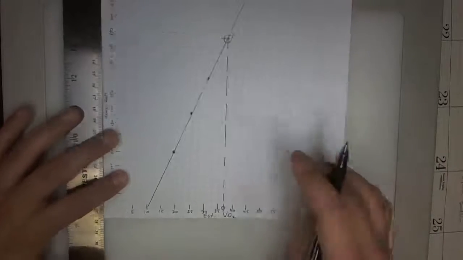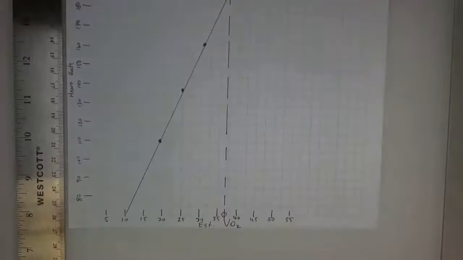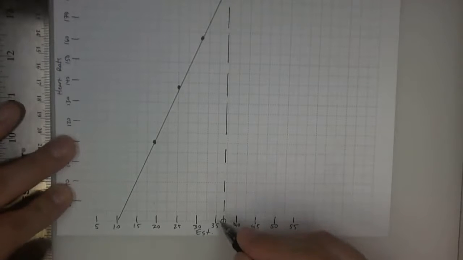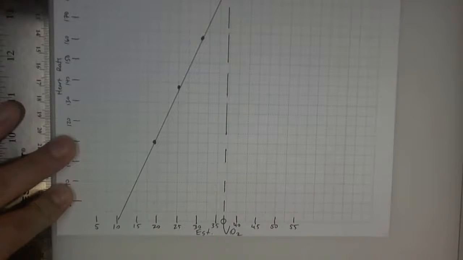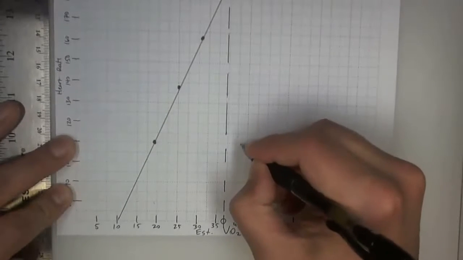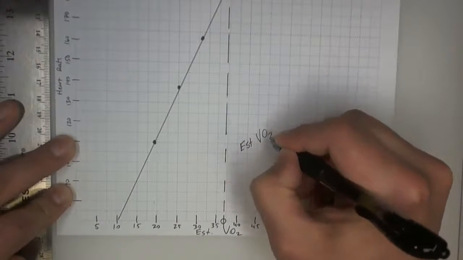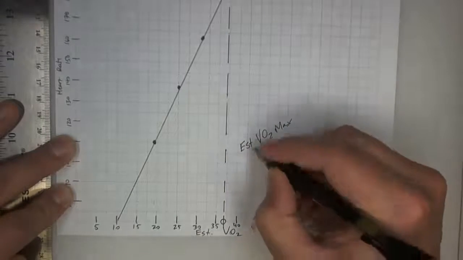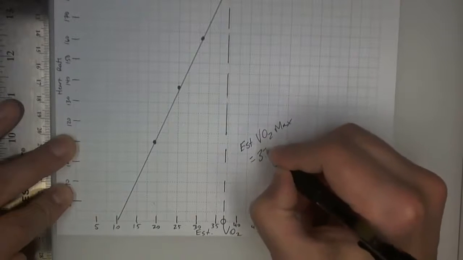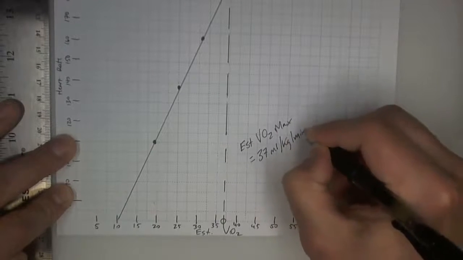So I would estimate based on this graph here, actually let me zoom in just a little bit to get a better idea of where we are. So I would estimate this would be 37.5. So I would say, based on eyeballing this, that the estimated VO2 max is equal to, we'll say, 37 mils per kg per minute.